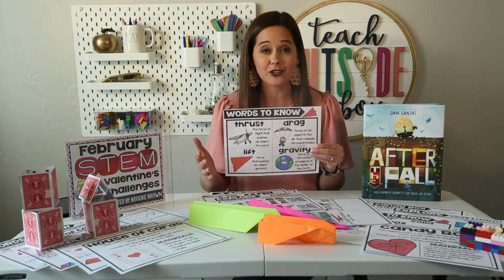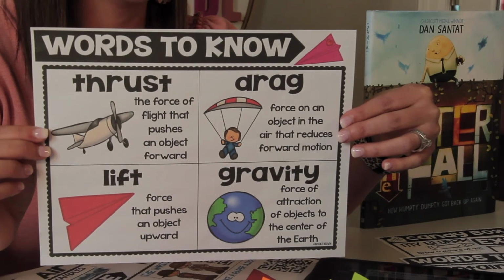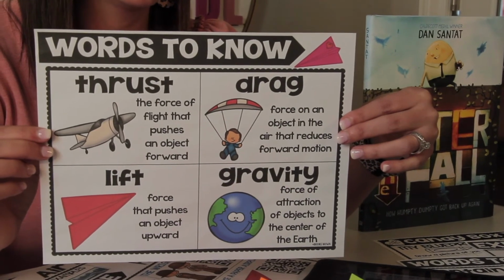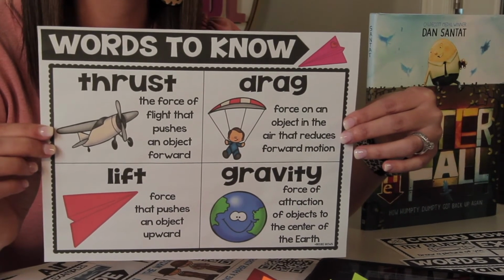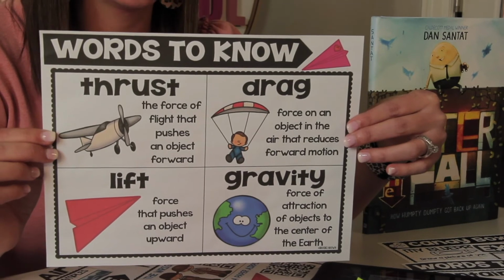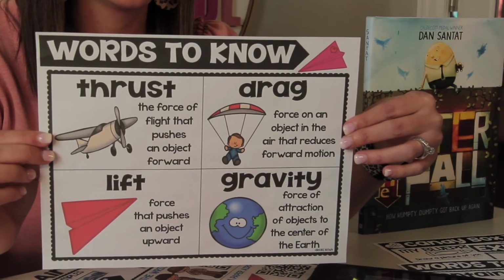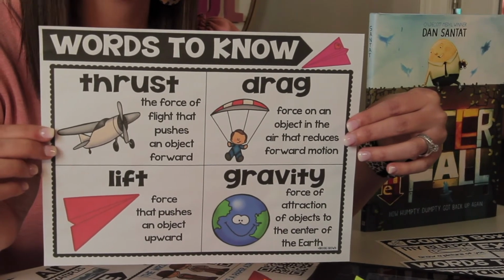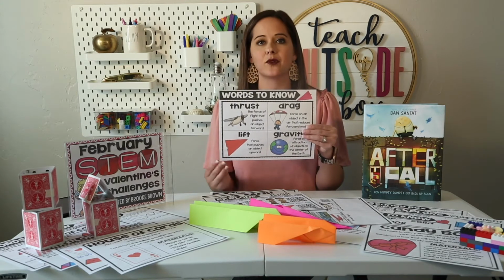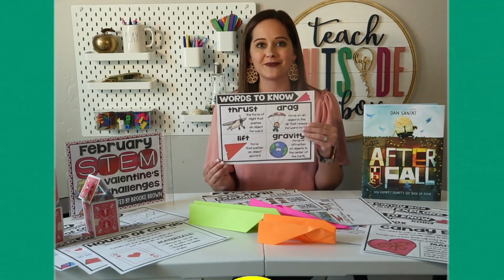So of course we talk about thrust is your arm in this particular challenge with throwing the paper airplane. Drag is the force that's going to slowly pull it down to the ground, and we talk about different airplane designs that minimize drag versus ones that are going to increase it. Lift is that force that's going to keep it up off the ground, and gravity is the force that is going to pull it back down to earth.